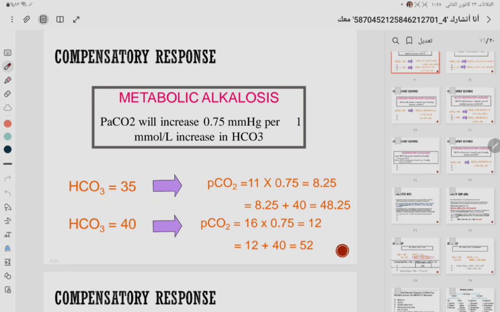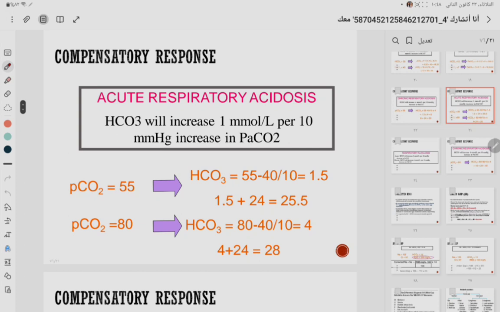Okay, next. Acute respiratory acidosis, we mentioned for each 10 increase in CO2, the bicarb will increase by 1, because there is no time for the kidney to buffer. But with time, more than 6 to 12 hours, it will give you 3. Okay. PCO2 55.